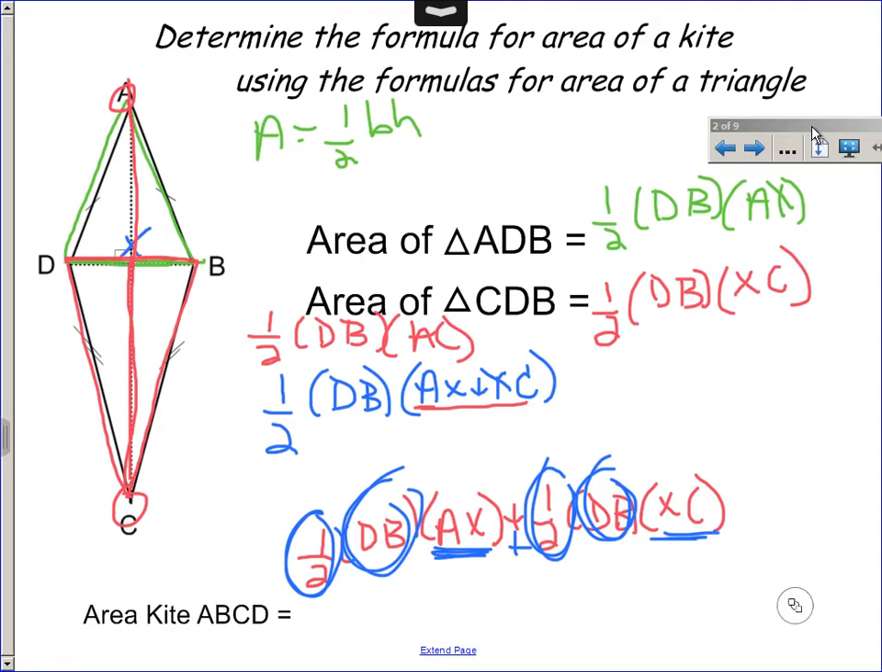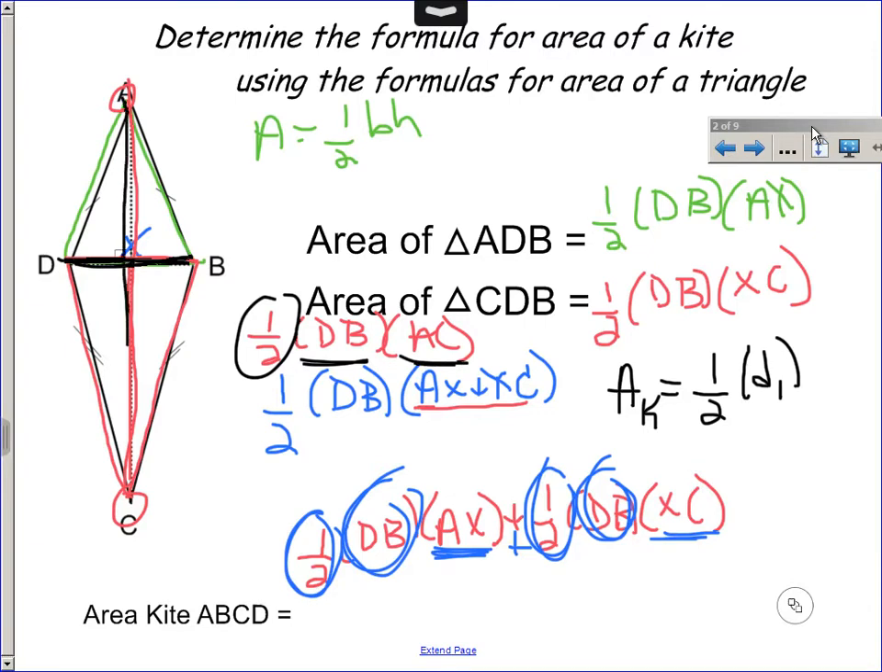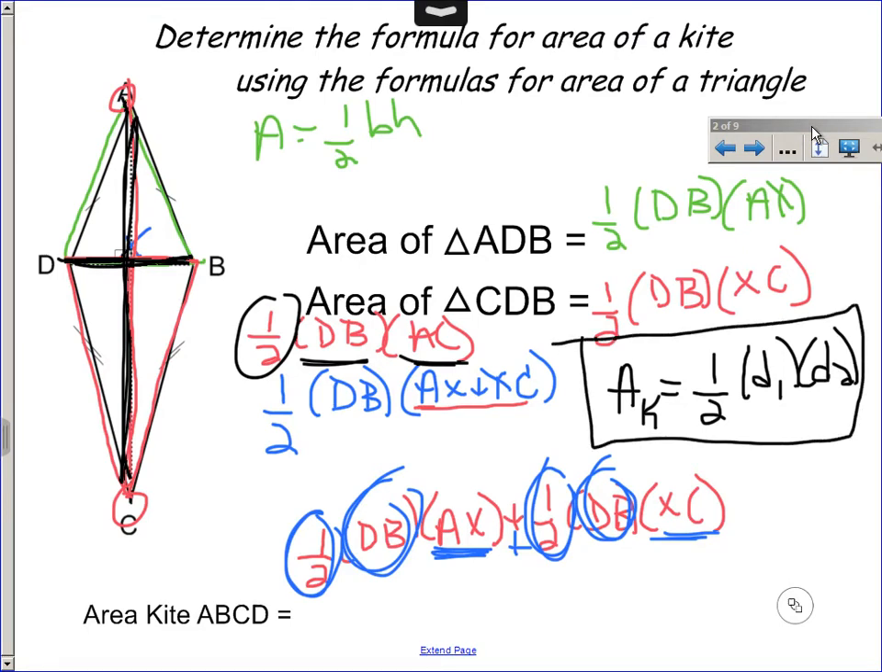All right, so why have we done all this? Well, the reason is that the formula for the area of a kite, and I'm going to put K for kite, is we have our 1/2, and DB, from D to B, represents a diagonal, so I can say diagonal 1, and AC here represents the other diagonal, so we have diagonal 2. The formula for area of a kite is 1/2 diagonal 1 times diagonal 2.